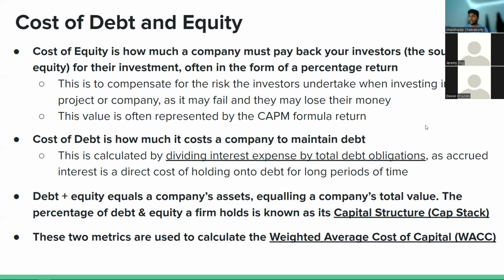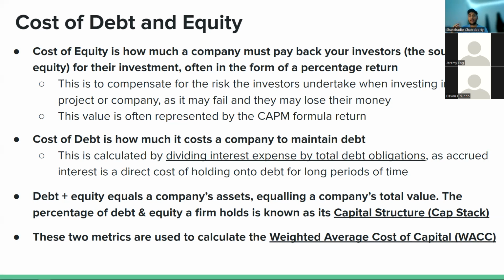Cost of debt, on the other hand, is how much it costs a company to maintain its debt. This is calculated by dividing interest expense by total debt obligations. So if you have like $1,000 in total long-term and short-term debt, that's your denominator. And if your interest rate on that is 5%, 5% of 1,000 is $50. So you have to pay $50 on average in interest, right? That 5% interest rate, that's the cost of debt, because that's how much you are paying your debt holders, now, not equity.